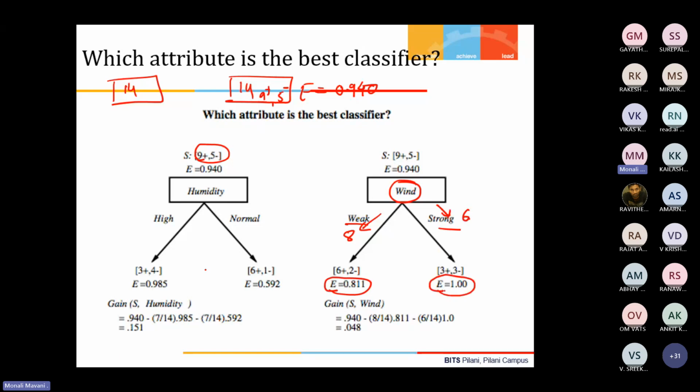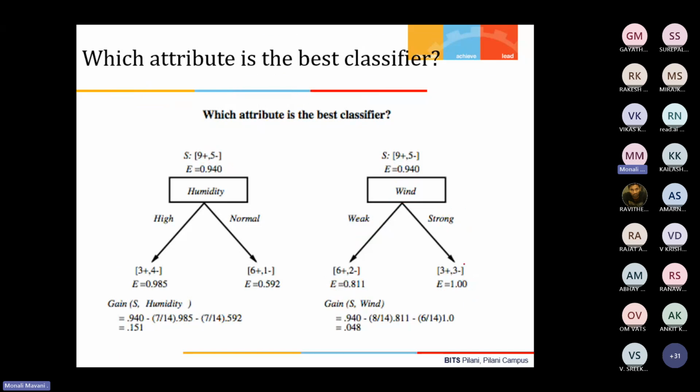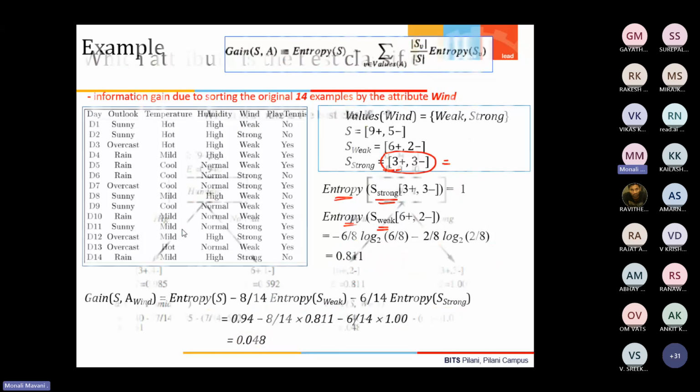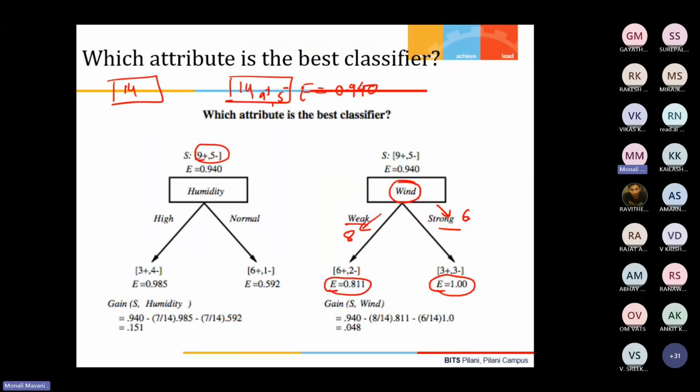So this is what we observe: in one branch the entropy is reduced, in the other branch the entropy is increased. The 1 and 0.811 we got from here. These are the values we calculated, and what I'm explaining now is the interpretation of those values. Based on these three entropy values, we use the gain formula and calculated the gain, which comes out to be 0.048.